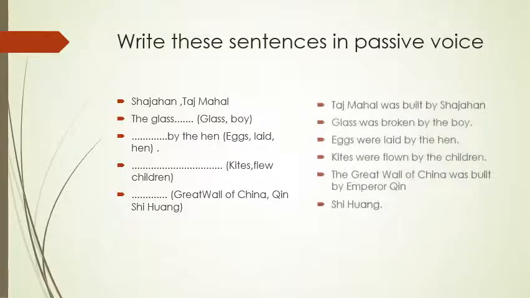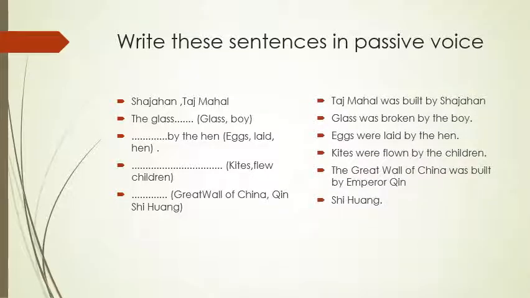So first one, Taj Mahal was built by Shah Jahan. Active voice, Shah Jahan built Taj Mahal. Second one, glass was broken by the boy. What is the active form? The boy broke the glass. Next one, eggs were laid by the hen. What is the active form? The hen laid eggs.